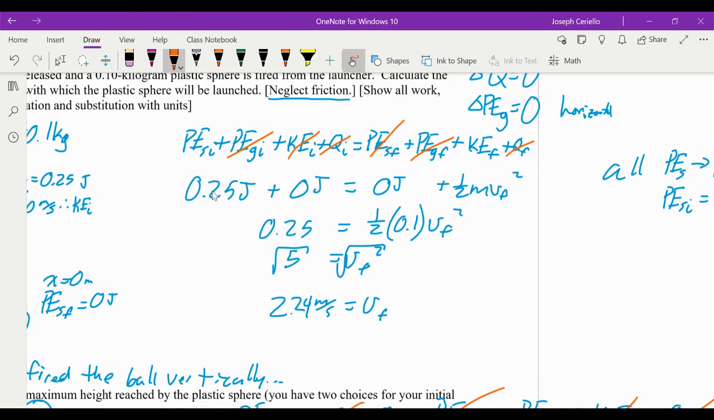The potential energy in the spring is 0.25 joules, and that's equal to the kinetic energy in the system after it's fired, which would be 1/2 mv squared. Solve for v, 2.24 meters per second.